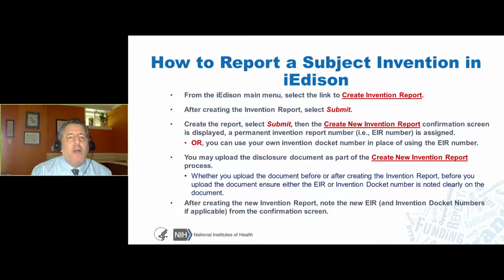You may then upload your disclosure document along with the optional cover sheet as part of that Create New Invention Report process. Just make sure that you have either the invention report number or the invention docket number on either your invention disclosure document or that cover sheet. Okay. After creating the new invention report, just note for your records the new EIR and invention docket numbers from the confirmation screen.